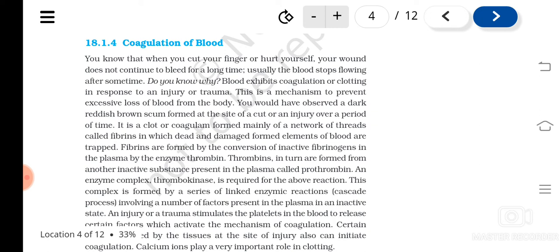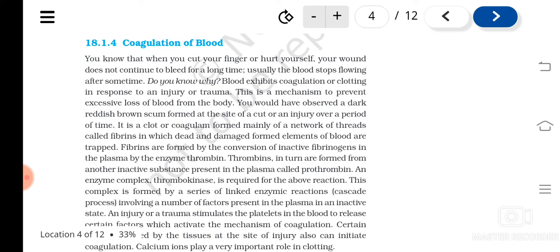In the cut or injury, a clot or coagulum will be formed by a network of thread-like structures called fibrins. Understood? These fibrins are thread-like structures which get aligned in the form of a mesh and catch the RBCs, WBCs, etc. Finally the blood flow will get stopped.